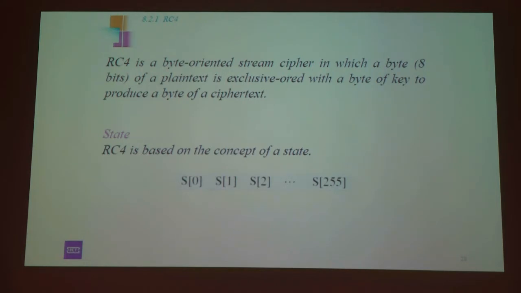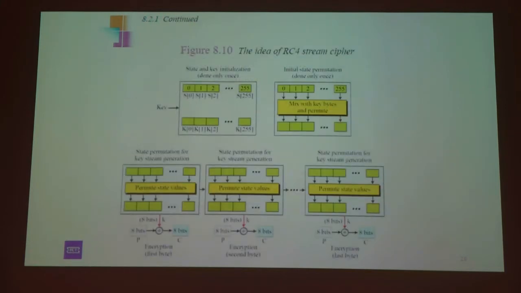P is a byte, Q is a byte, and C is a byte, right? All right, so that's RC4, okay? So basically, you have the state, which ranges from 0 to 255. That means 256 bytes. And this will explain it all, if I can explain it. So basically the way it happens, the first two steps in here happen once, all right?